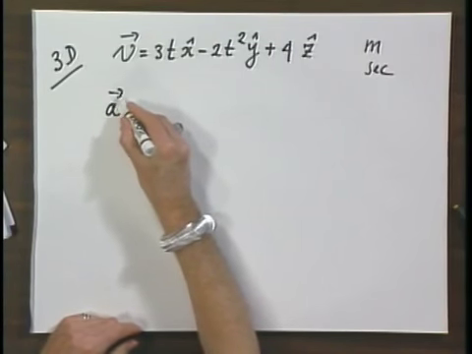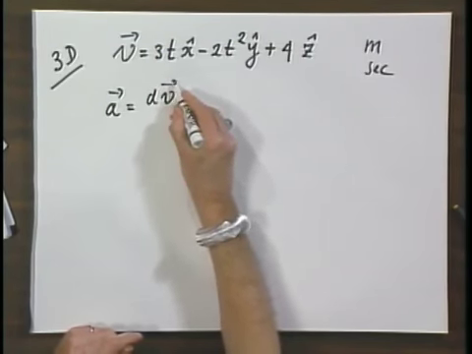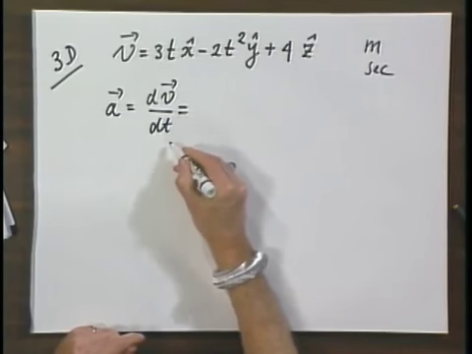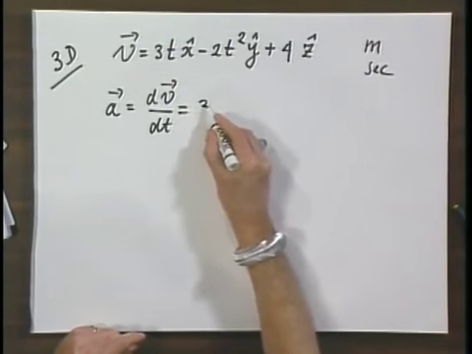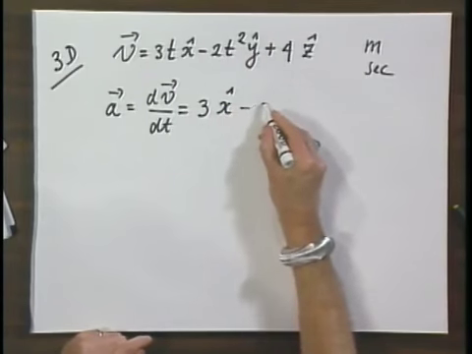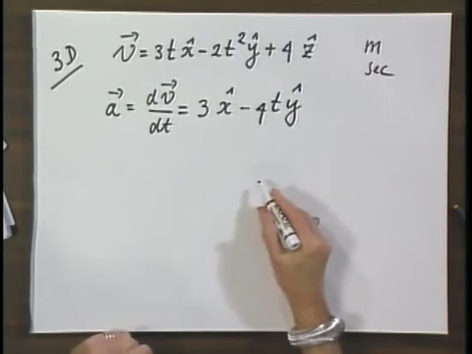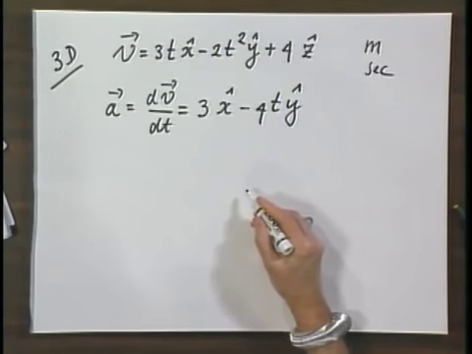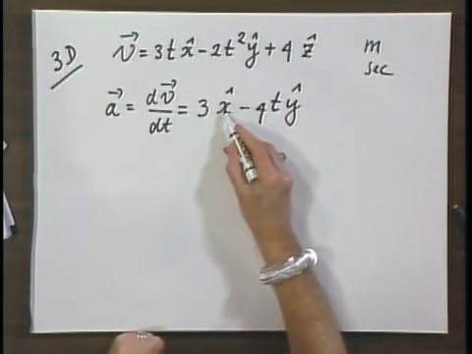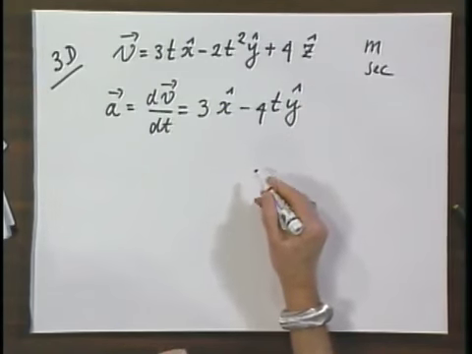A, the instantaneous value for A, equals dv dt, and that now equals 3 x roof minus 4t y roof. So the acceleration has a component in the x direction and has a component in the y direction. It has no component in the z direction.